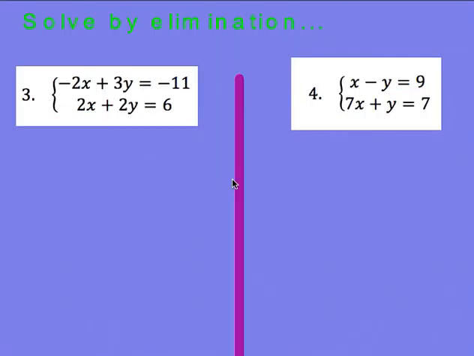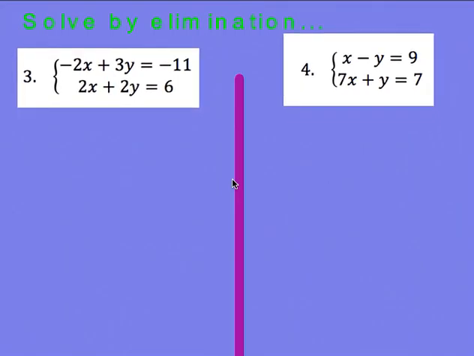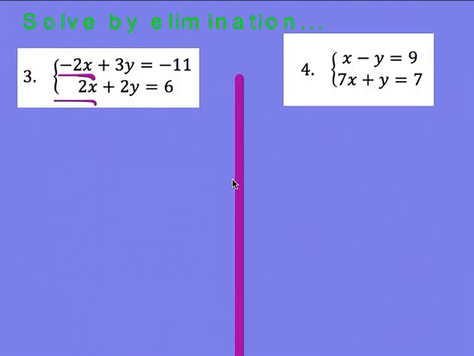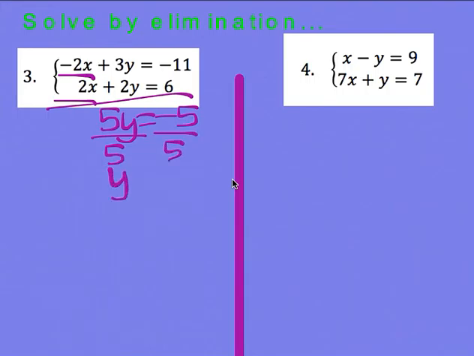Next, let's go ahead and take a look at number 3. So for number 3, I notice that I have opposite signs on my x's, positive 2x and negative 2x, which means I'm ready to add down the columns. So 3y plus 2y is going to give me 5y. Negative 11 plus 6 is going to give me negative 5. So then I'm going to divide both sides by 5, and I end up getting that y is equal to negative 1.